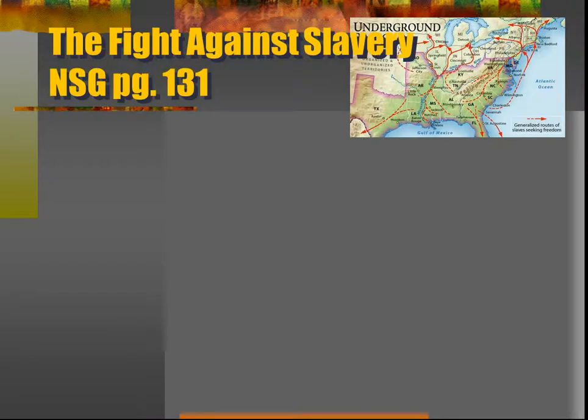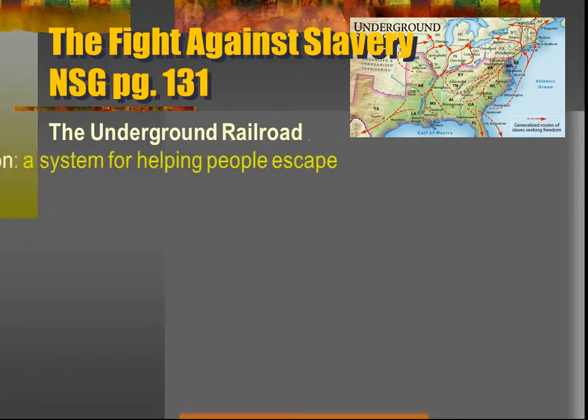Another thing that people did to fight slavery was the Underground Railroad. And you can see a map up there in your corner. There's also a map in your textbook on page 299, and take a look at that and the different routes that they took to northern states and ultimately to Canada.